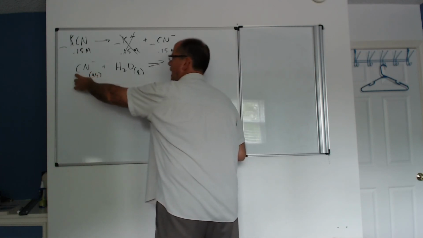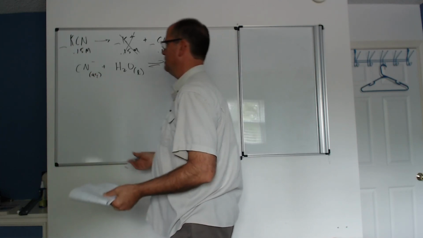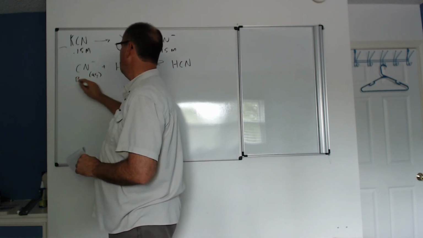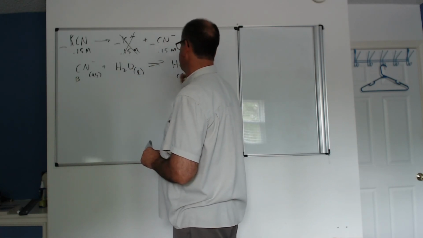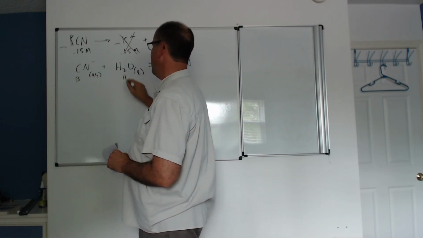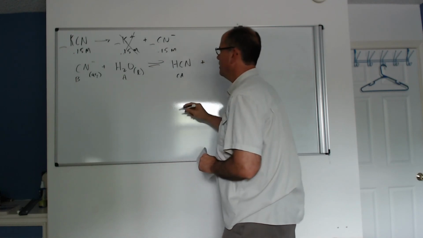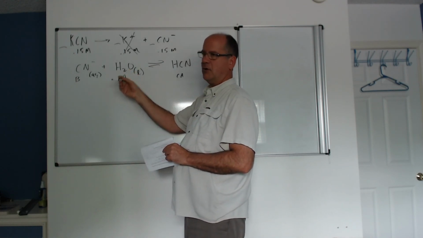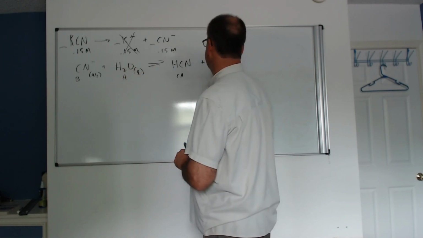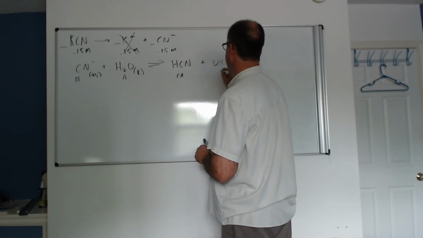So if this took a hydrogen, what is it? It's a base, and this is its conjugate acid. And this is acting as an acid. And over here, what's left of the H2O after it gives a hydrogen? OH-. And so this is your conjugate base.